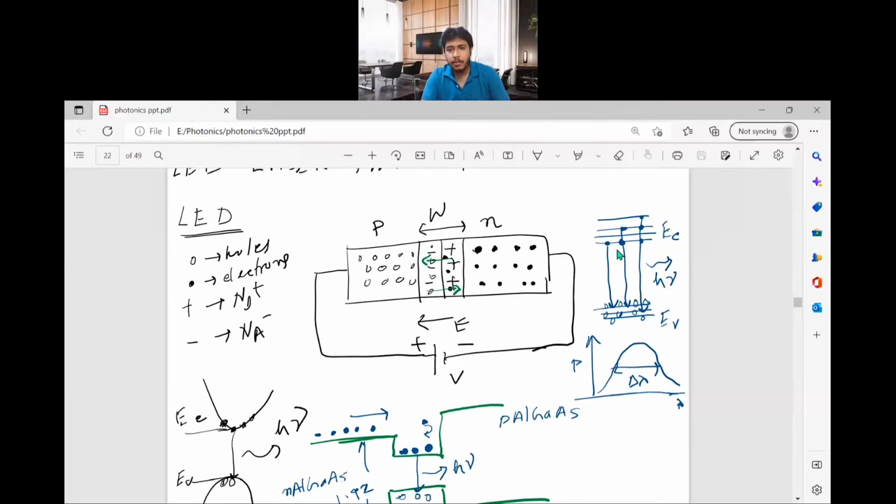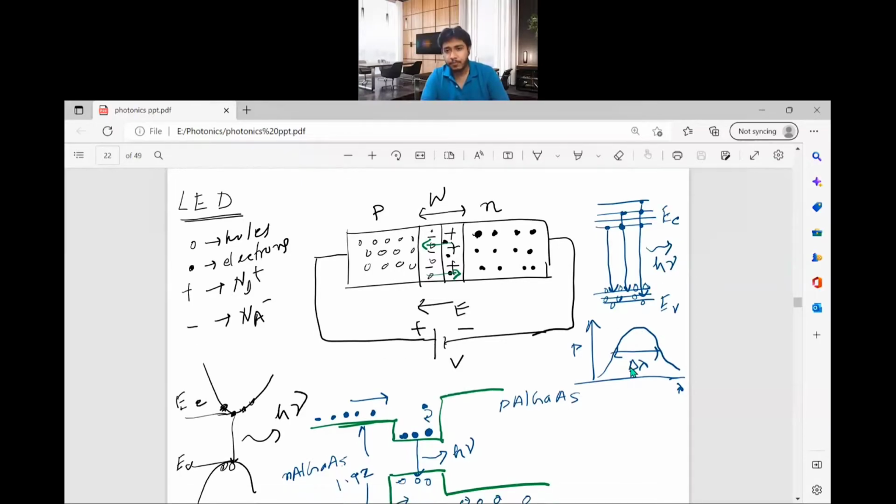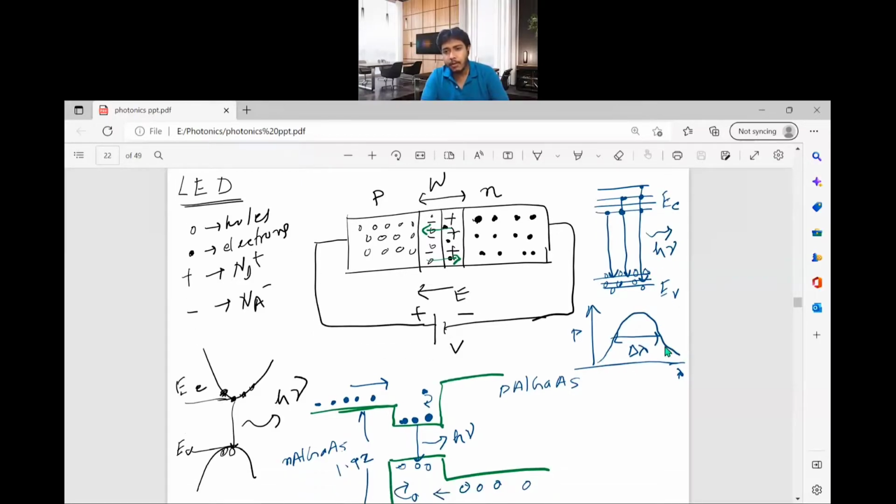This spontaneous emission is from different energy levels in the conduction band to different levels in the valence band. These are bands, so there are a lot of energy states in them. Electrons can jump from any state and recombine with any state. So you have different output energies generated, maybe E1, E2, so different frequencies are generated. So you have a broad spectrum of light. The spectrum of the LED is very broad.